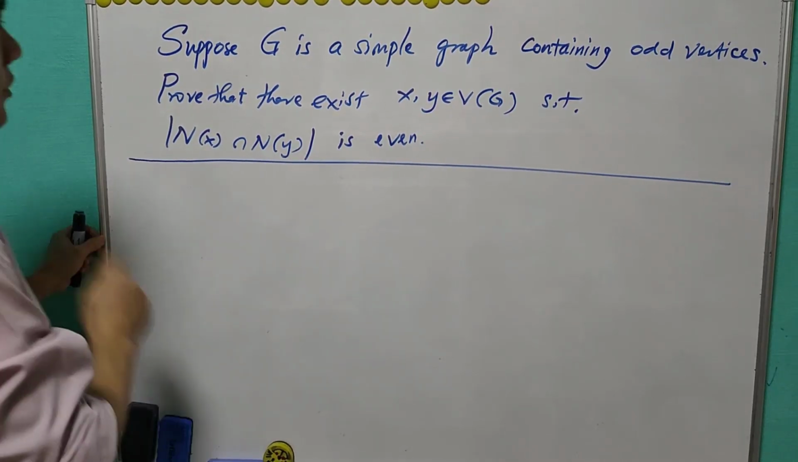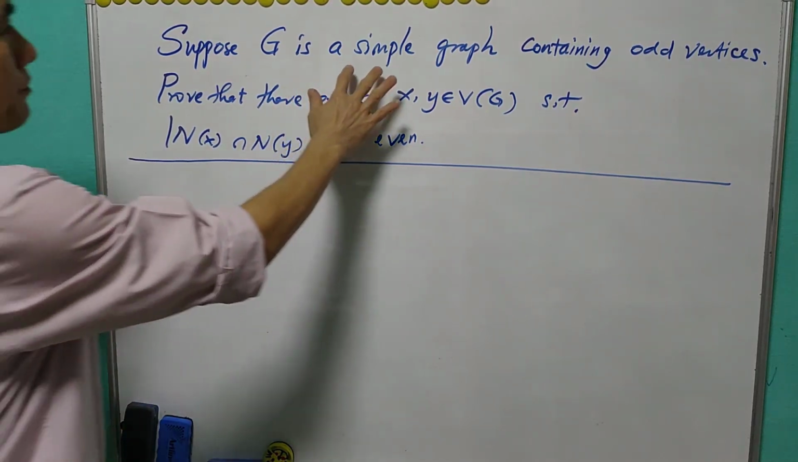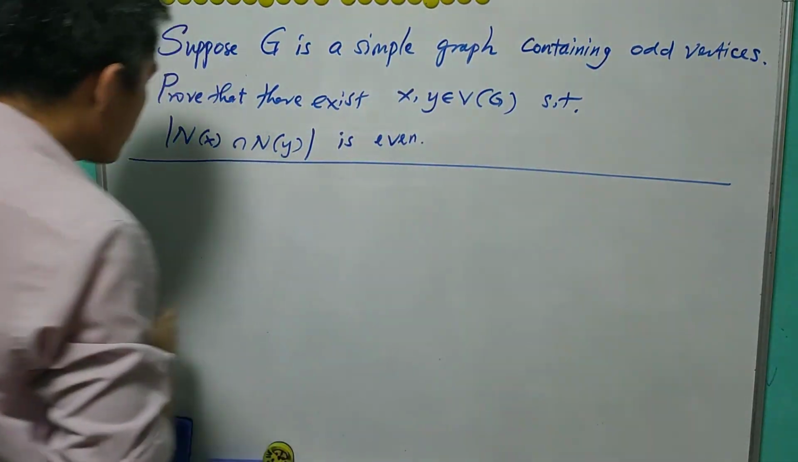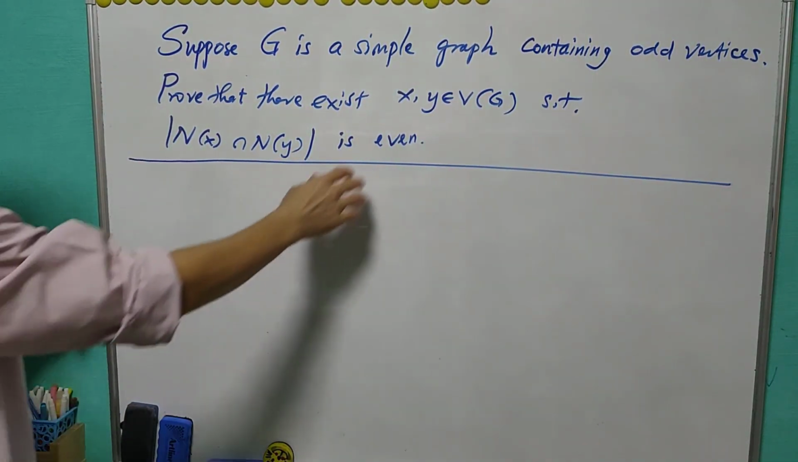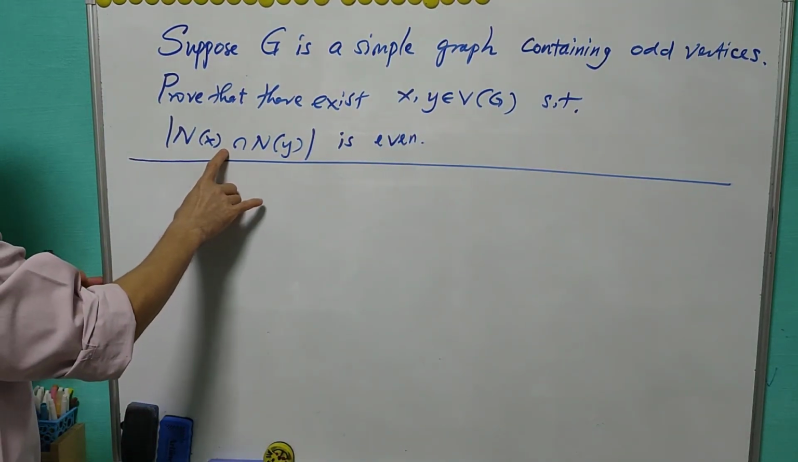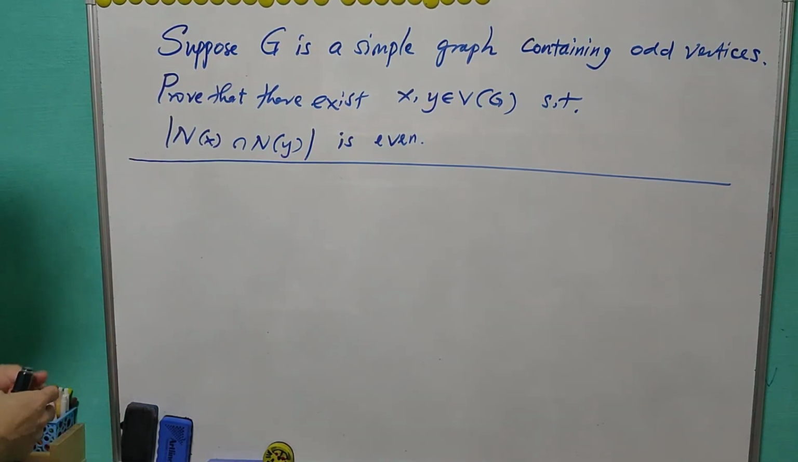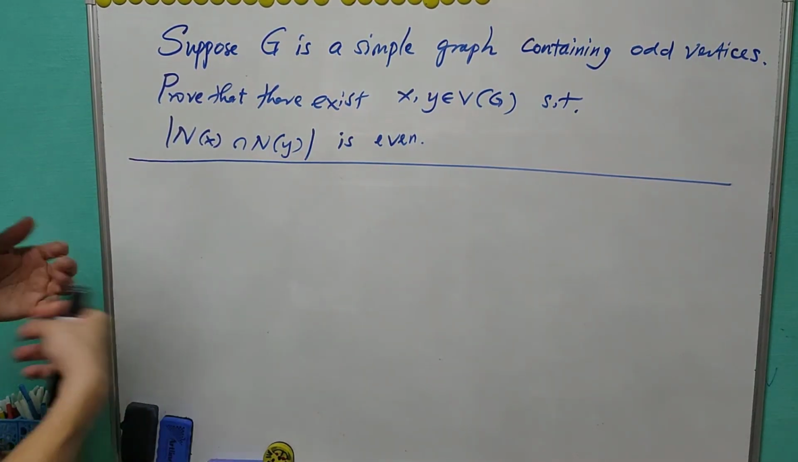Today, let's look at this graph theory question. Suppose G is a simple graph containing odd vertices. Prove that there exist two vertices x and y such that the number of common neighbors of x and y is even. Now, first of all, we need to understand what is the meaning of this question.